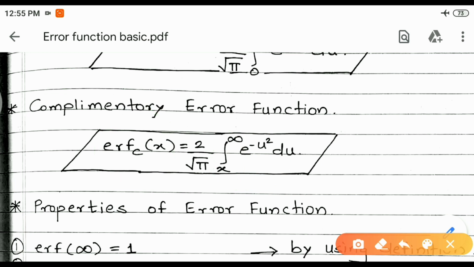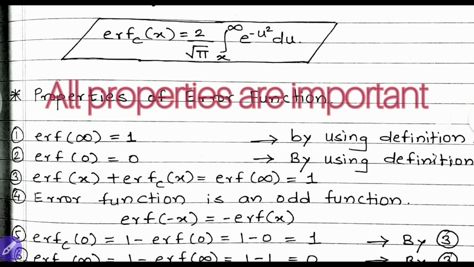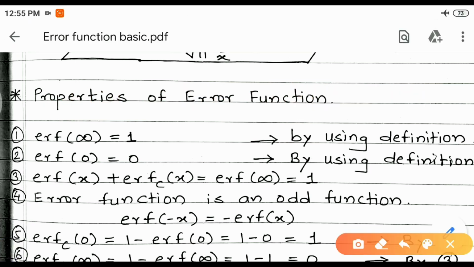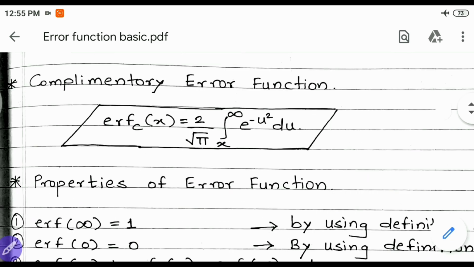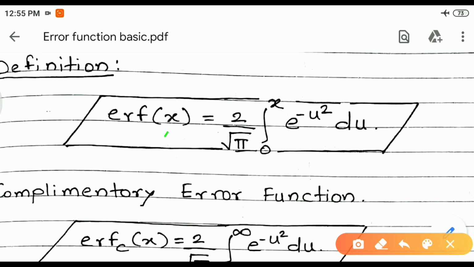So these are the two important definitions in the error function, and the whole topic is based on these two only. Now let us see some properties of the error function and the problems that we are going to solve, which mainly depend on these properties. The first and very important property of the error function is that error function of infinity is equal to 1. If you want to find the error function of infinity, we put x equal to infinity.